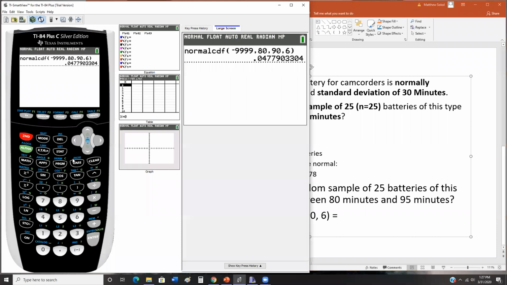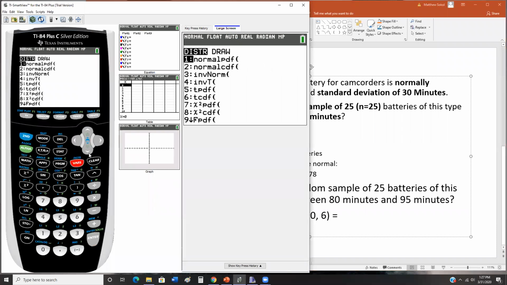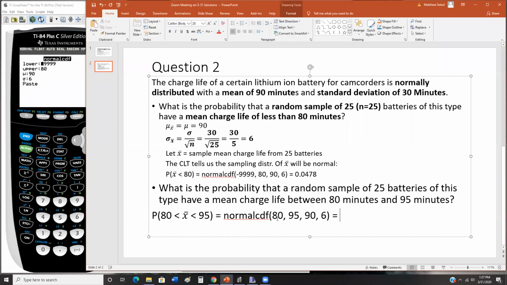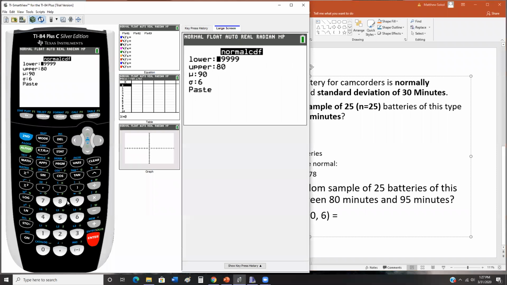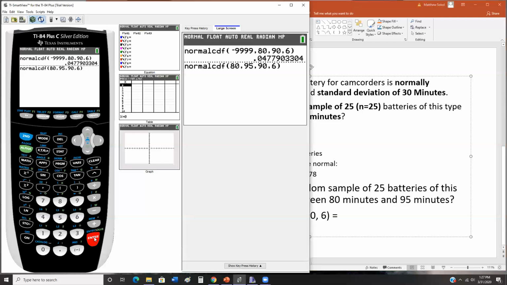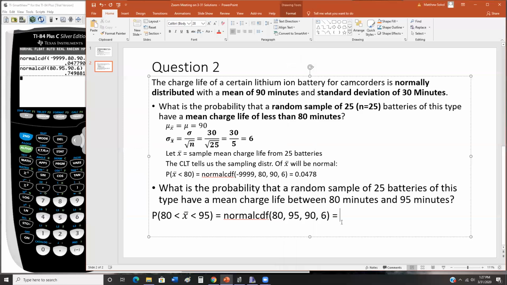So I'm going to go second function, distribution, normal CDF, and 80 to 95. The upper 95. The mean is still 90. The standard error is 6. And this is going to be 0.7499 when I round it. Okay? So the trick here is to just always use your calculator. Always, always use your calculator.